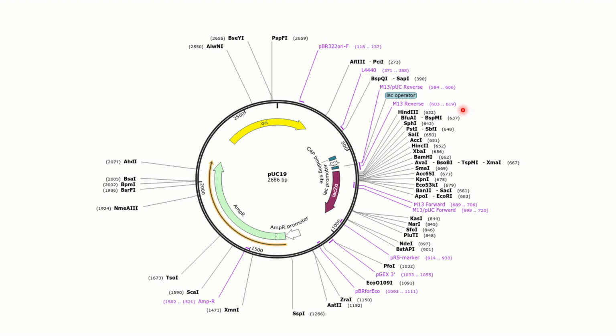If our gene of interest is not present, then after agarose gel electrophoresis we will get a band of near 136 base pair, that is 720 minus 584. On the other hand, if a gene of interest is present within this MCS site, then we will get a bigger size band. And the details of blue-white screening we will discuss in our upcoming video.